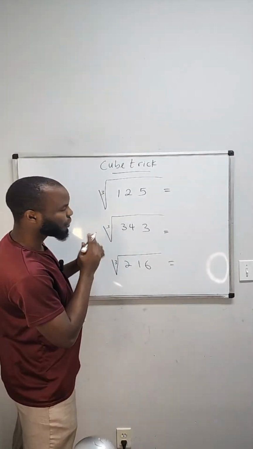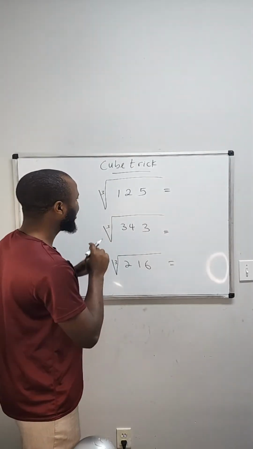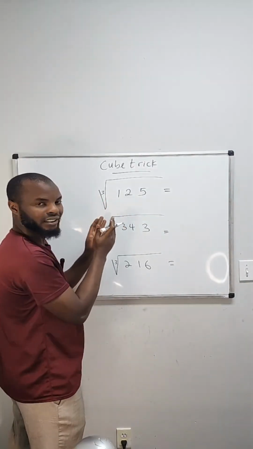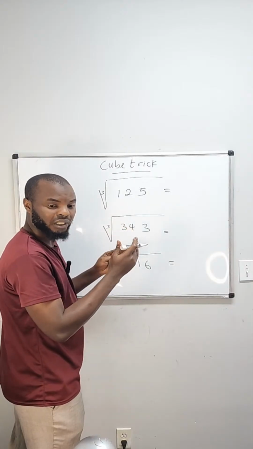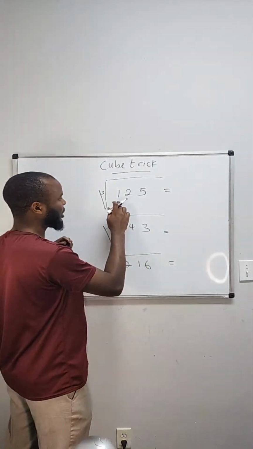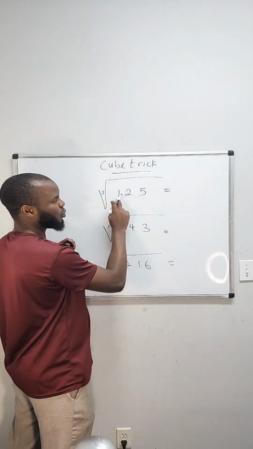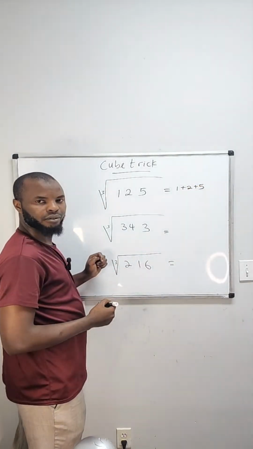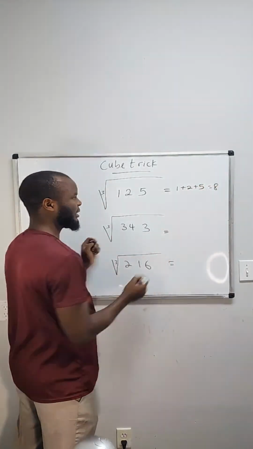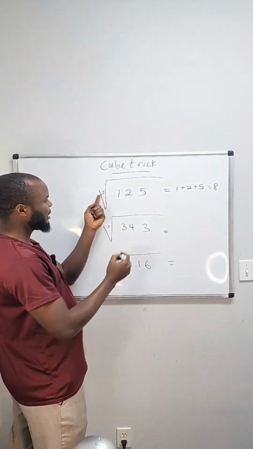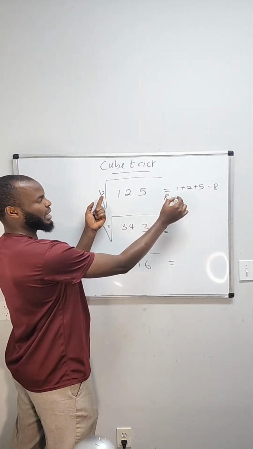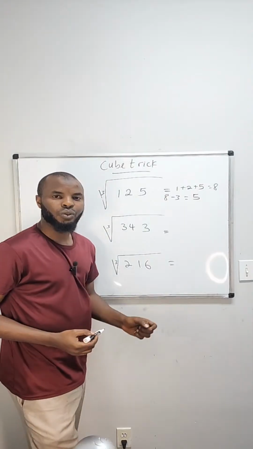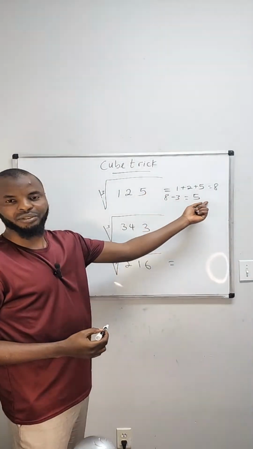Now, if you want to do the cube root trick, what you just have to do is this. Cube root of 125, you don't need to memorize, okay? This works for 3 digits. You can try it for 4 digits and see if it's going to work too. For 3 digits here, just add up. This is 1, 2, 5. 1 plus 2 plus 5 is going to be 8, right? Take away the cube root: 8 minus 3, which is 5. So the cube root of 125 is 5.